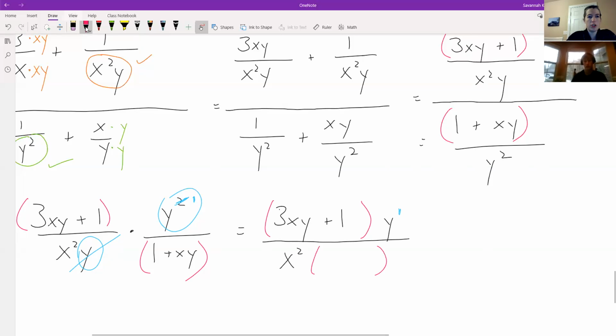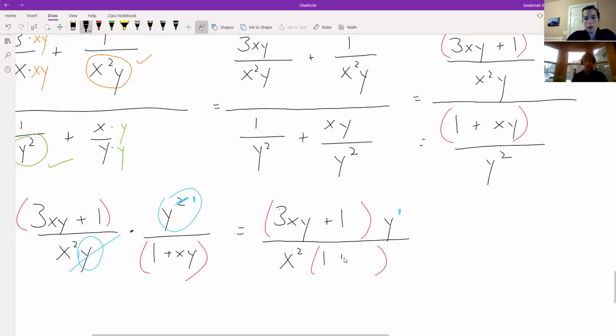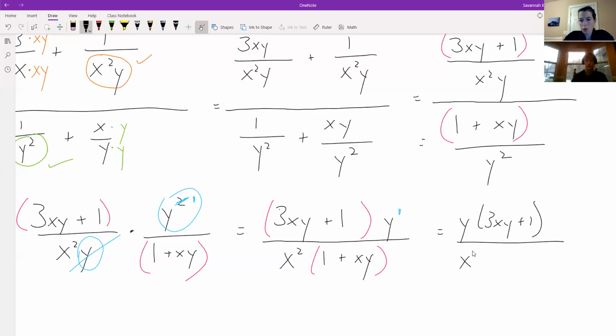Okay, expression in parentheses here. 1 plus xy. So the final answer, if you want to, and this really is purely subjective, it's my opinion. If I have a y to the first, sometimes I like to pull it out to the front because I've got an x squared underneath.